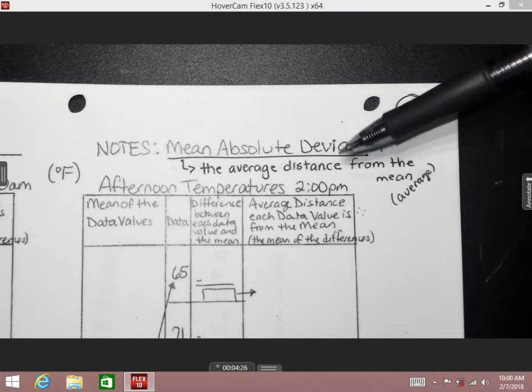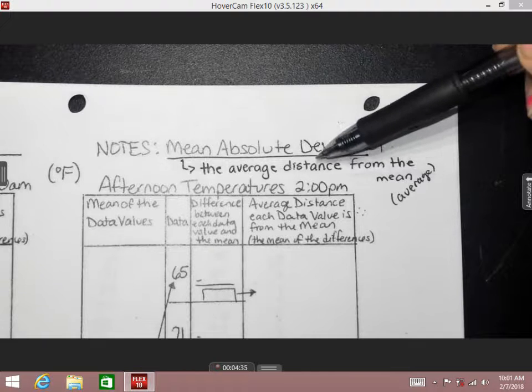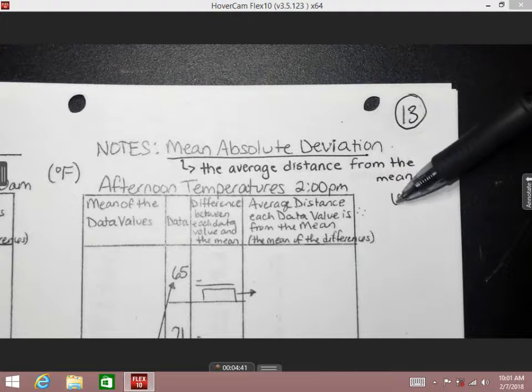So when you got your test back, were you able to look and see where you related to the average? Were you higher? Were you lower? Were you close? Were you far? That's what we're going to find. We're going to find out how far each, in this case, each test is from that class average. Now, does it just say find the distance from the mean?